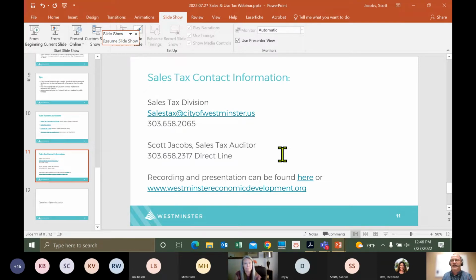Good question. Westminster has decided not to tax that. It all goes to the state. So in terms of Westminster, you don't need to worry about that. We're not looking for you to tax that, and you're remitting that to the state.